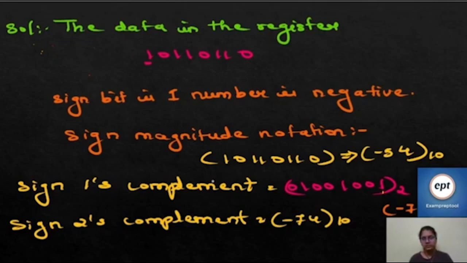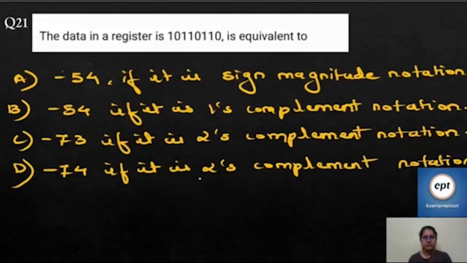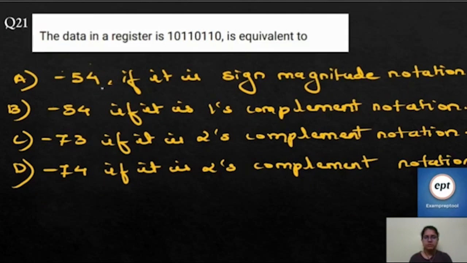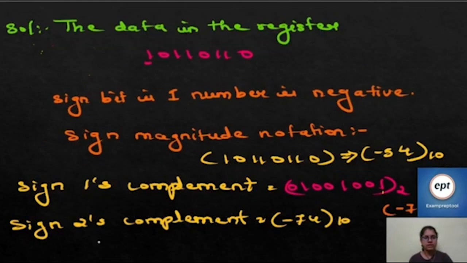Now let's check it through the options. Minus 54, is the value minus 54? Yes, we derived it. So it is in sign magnitude notation. Okay, so yes, option A is correct. Minus 54 is sign magnitude notation. And is 1's complement minus 54? No, it's minus 73. So option B is incorrect. Option C is also incorrect because minus 74 is 2's complement notation. So you can see that option A and option D are absolutely correct.